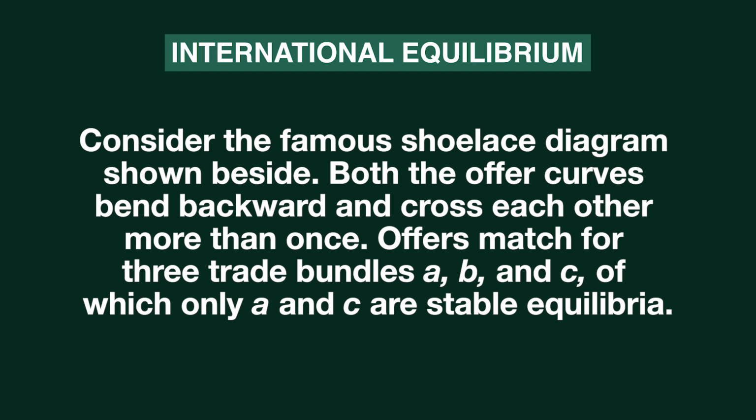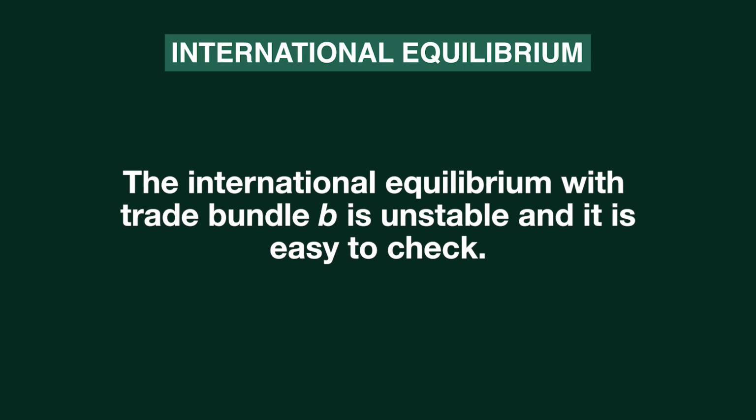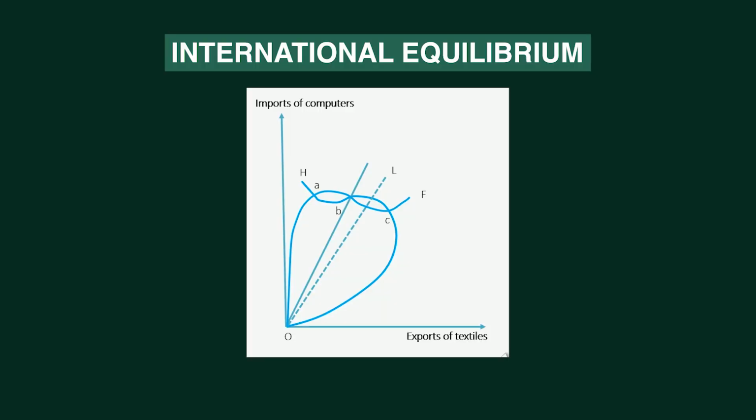Offers match for 3 trade bundles A, B and C, of which A and C are stable. Stable means if you start from any other price ratio except A and C, you can find that there is a natural tendency to come back to A and C. But B is not the stable equilibrium. If you move away from B, there would be a tendency that you will go further and further. So that is unstable equilibrium. So the shape of the offer curve defines whether the equilibrium is stable or not.